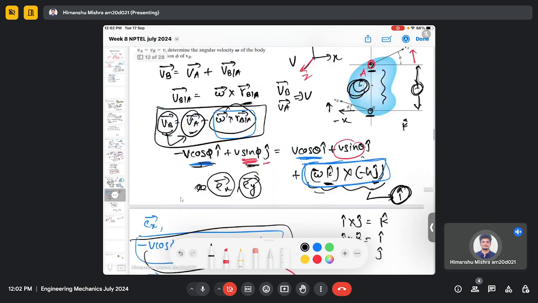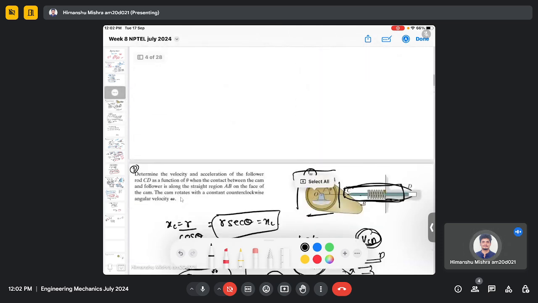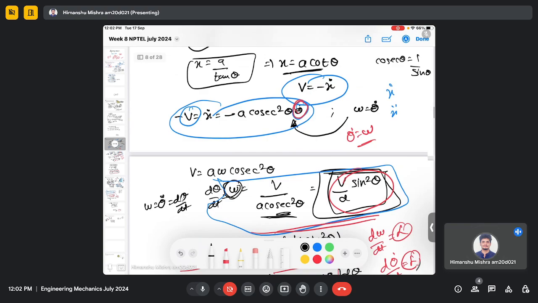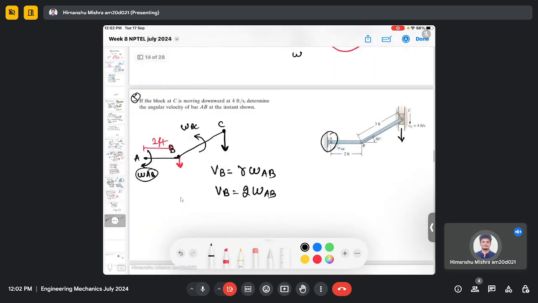Like before, in the relative velocity problems we discussed that if we are given the motion of one member and the other member is connected to it, then how to find the velocity of the other member. So it's a very similar concept. Here we are given the motion of this member, but we are able to find the velocity of this point, which is located at point B, right?